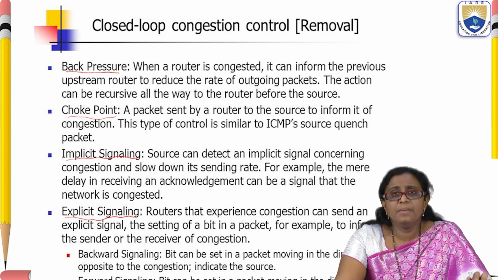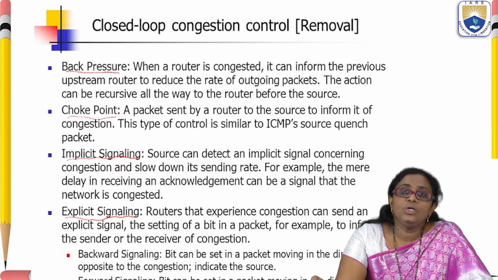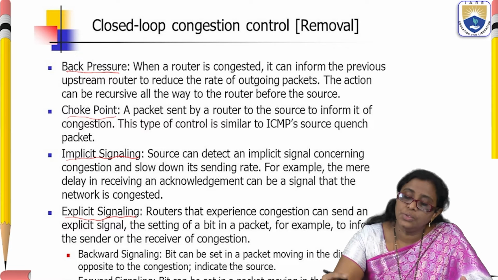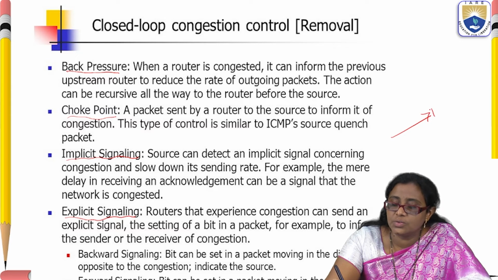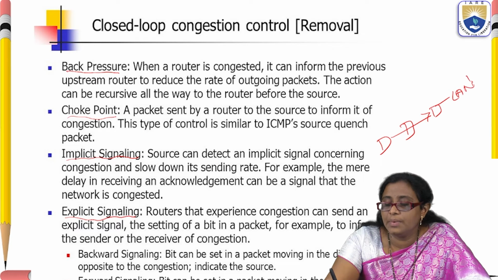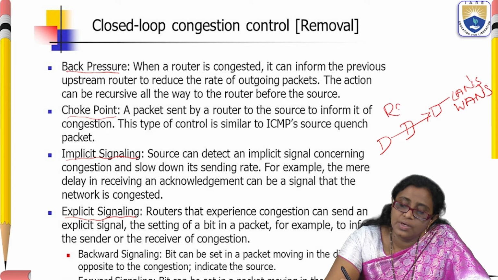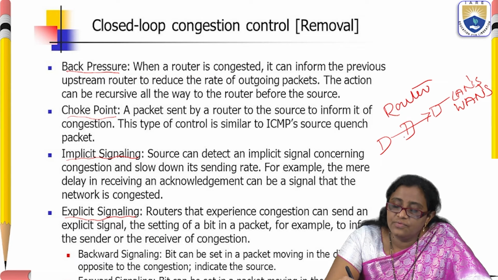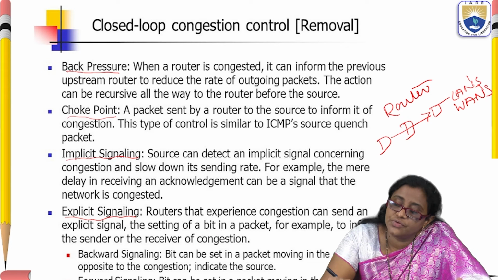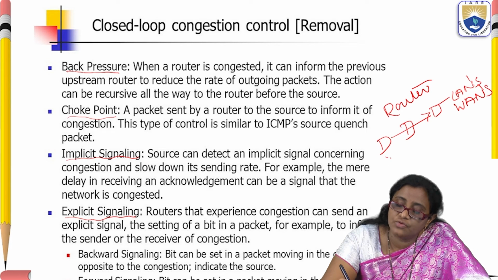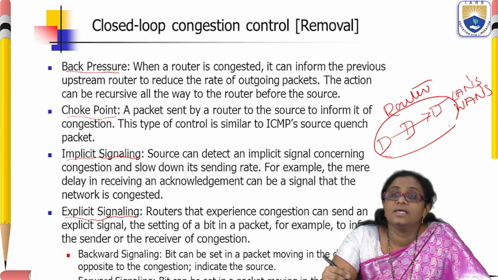Back pressure means when a router is congested. What is a router? A router can link many hosts, more than one host. Either by means of LANs or WANs, a router can connect 2 or 3 devices in parallel at a time. Suppose we take the example of a router in a LAN, and this router is congested.